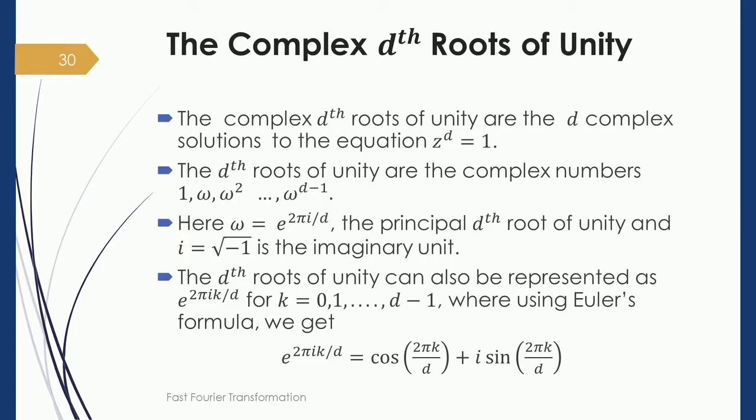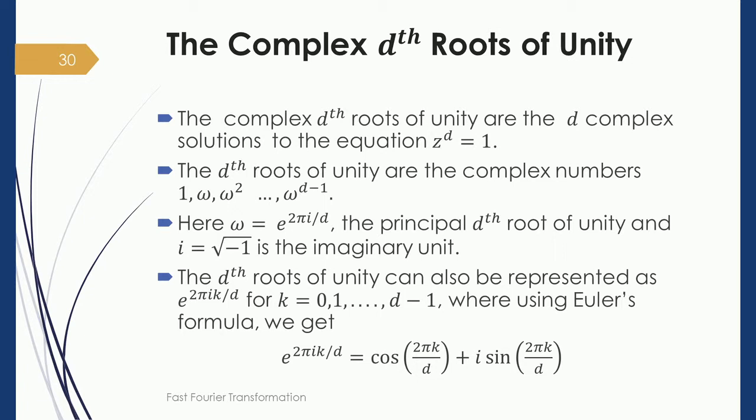context. So the complex dth roots of unity are the d complex solutions to the equation z to the d equals 1. Now, these roots of unity can be written in the sequence 1, omega, omega squared, and so on up to omega raised to the d minus 1. Here, omega can be written as e to the 2 pi i by d, and it is called the principal dth root of unity. And here, i is the square root of negative 1, it is the imaginary unit.